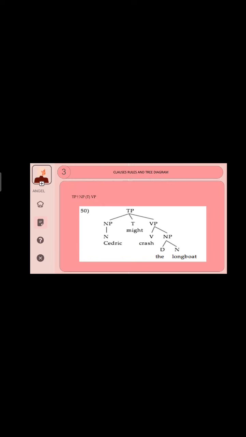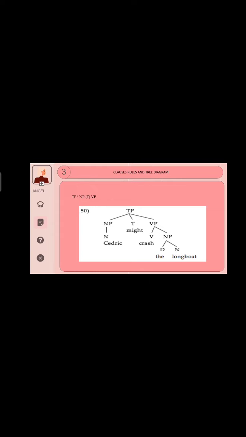So next rule we have TP consists of noun phrase, T, which means T is an auxiliary verb, and VP is a verb phrase. So the rule is TP, noun phrase, T as an auxiliary verb, and then verb phrase as VP. So the sentence is Cedric might crush the boat, or the clause here is Cedric might crush the boat.